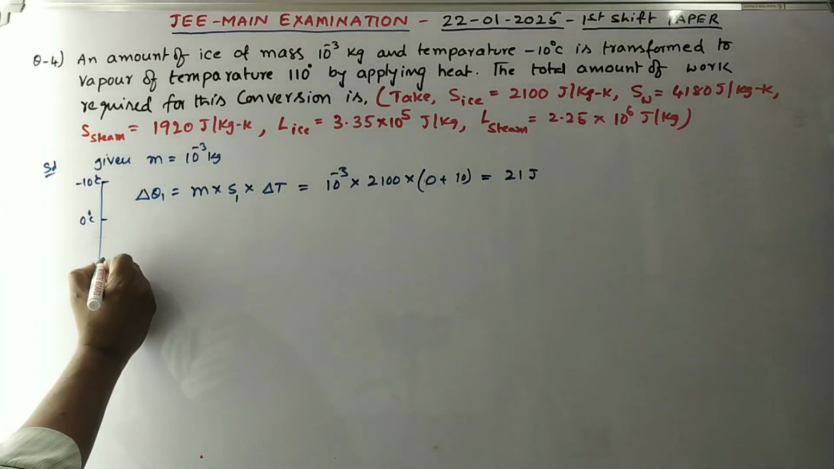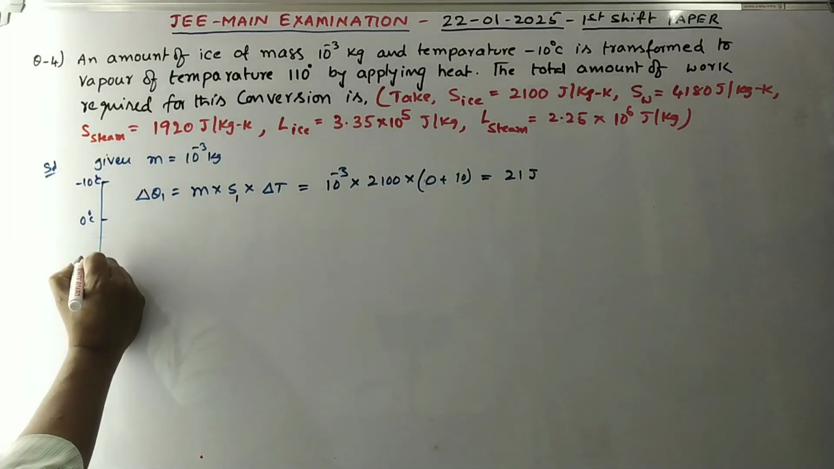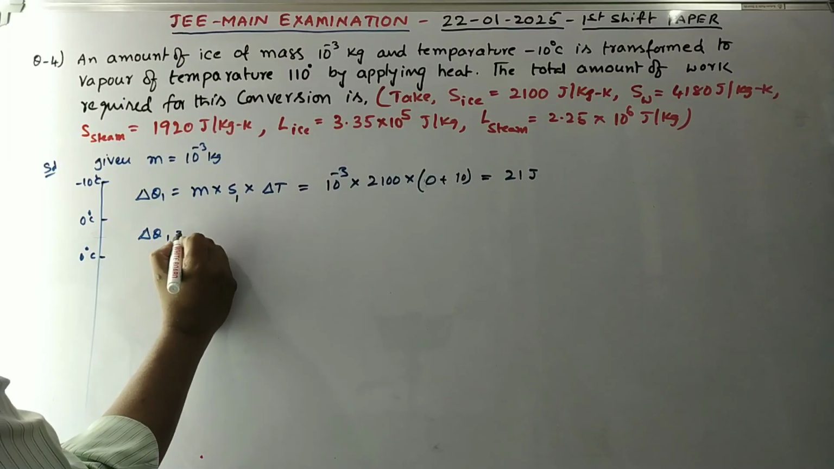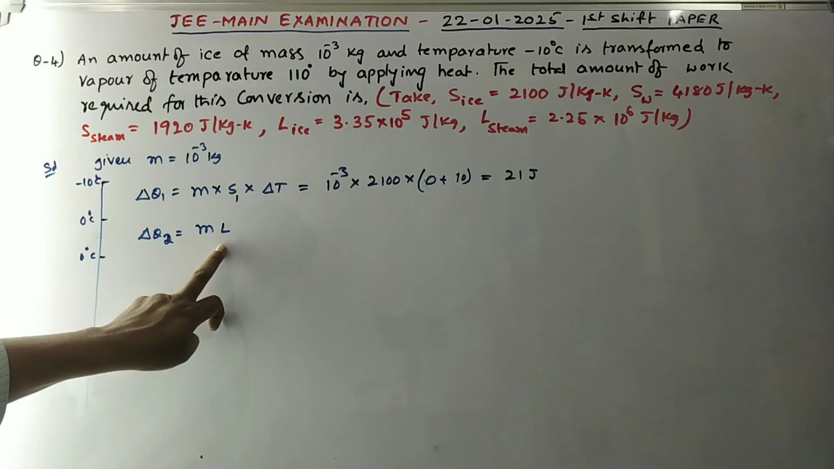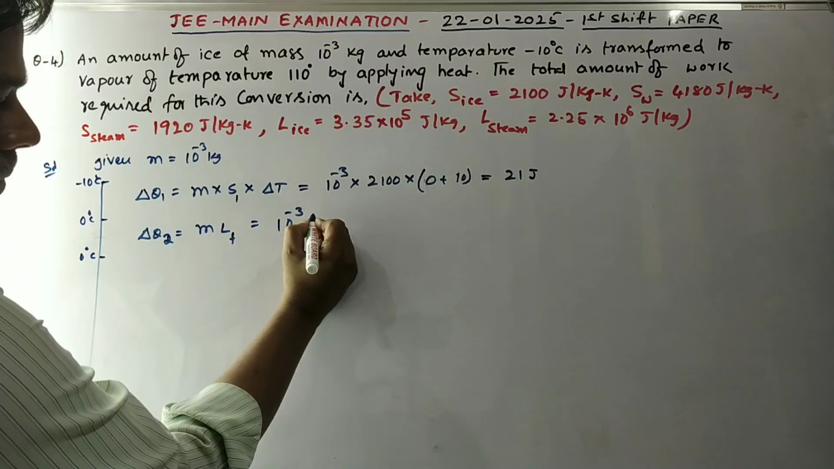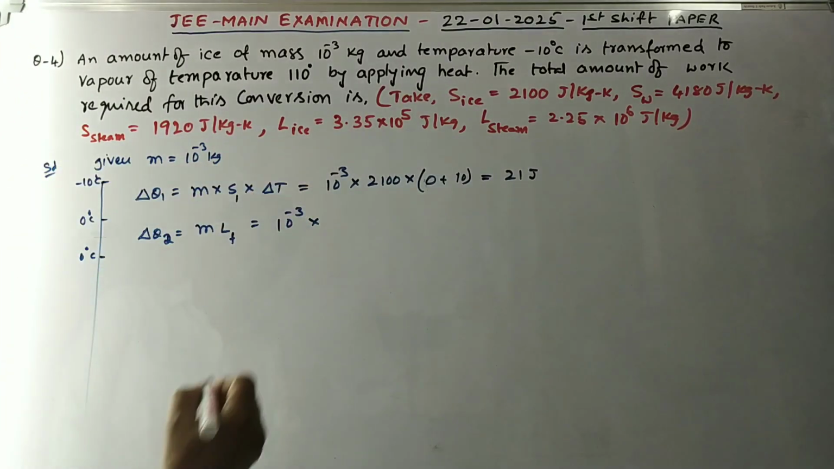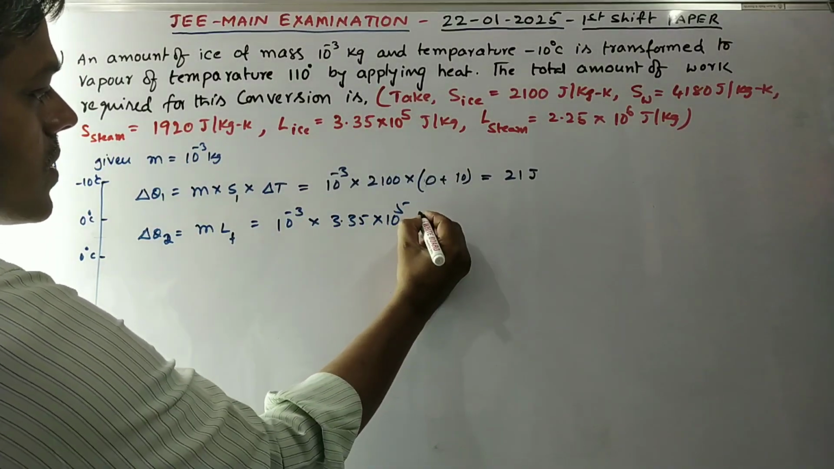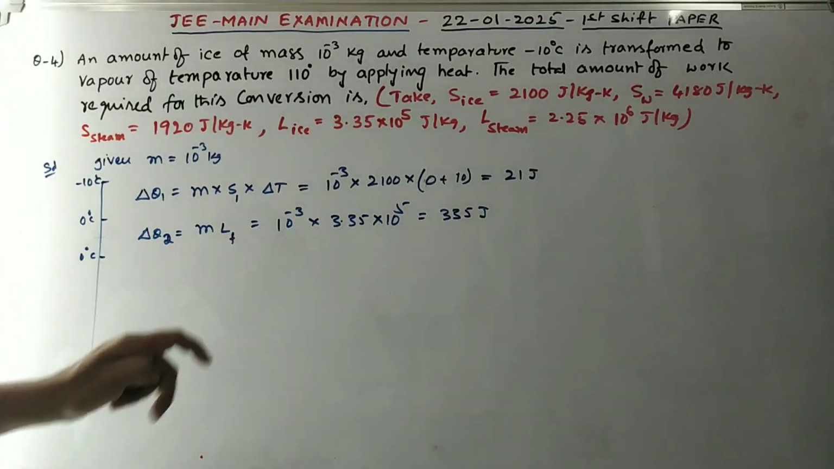Later it changes from ice at 0 degrees Celsius to water at 0 degrees Celsius. This is called phase change. So at the time of phase change, the amount of heat required, ΔQ2, is equal to m into L, the latent heat of fusion. So mass is equal to 10⁻³. Latent heat of ice, how much? 3.35 into 10⁵, isn't it? Zeros cancel, so what remains is 335 joule.